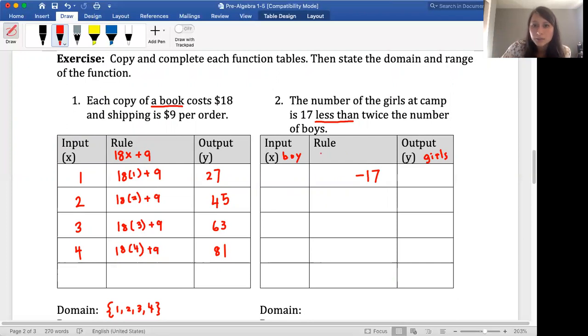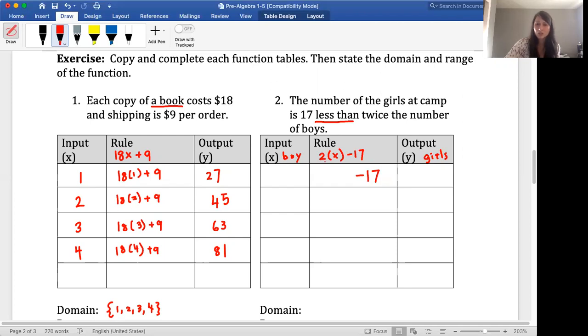So twice means 2 times, so 2 times x minus 17 looks like our little equation there. Now, here's the problem though. If I only put 1, 2, 3, 4 down here, like 1 boy or 2 boys, then when I subtract 17, I think I'm going to get negative people. And I don't know if that's possible.